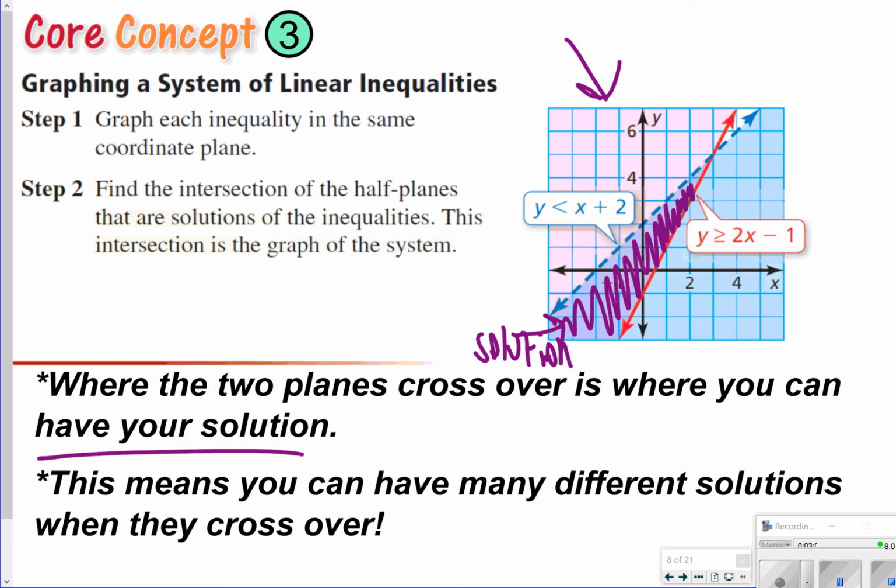So I could say, for instance, a solution in this section could be -2, -2. That would be right here. -2, -2 is a possible solution because it's in the shaded portion of both regions. Okay, so you could also have many different solutions when they cross over. If they don't cross over, then there'd be no solution for the system.